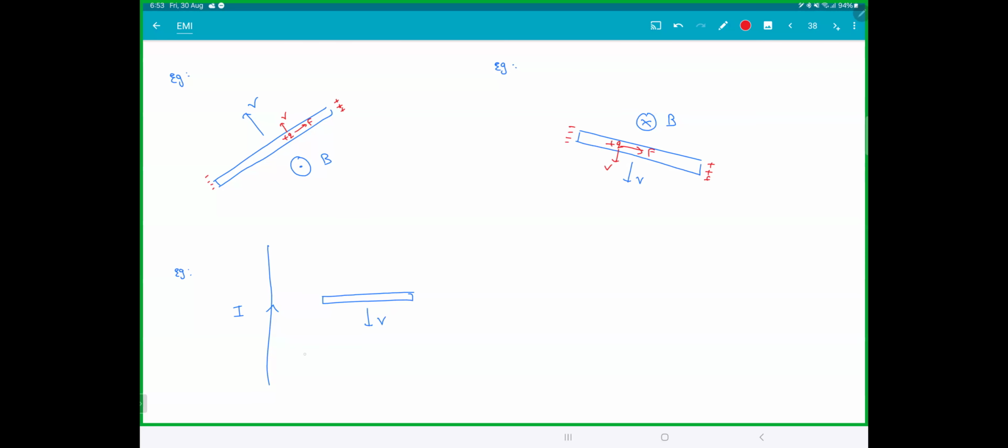What about this one? This current will produce a magnetic field into the plane. So assume a positive charge, and this is V cross B. So force would be this way. This would be the positive terminal, this would be the negative terminal. Directions are clear? The directions are important.